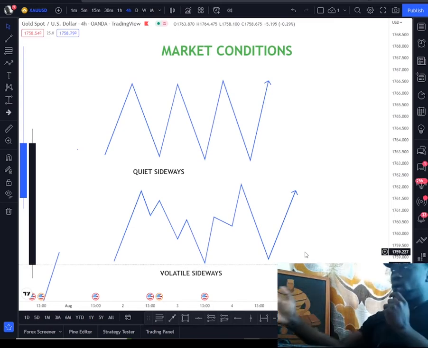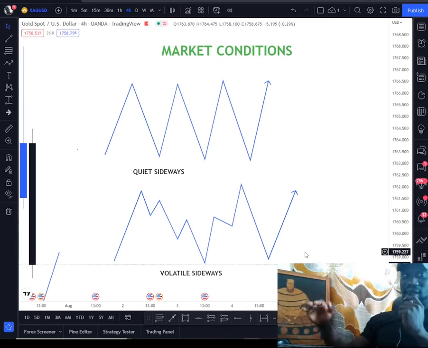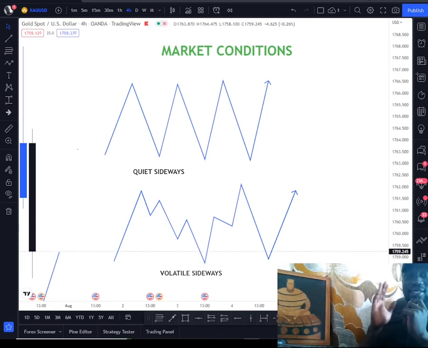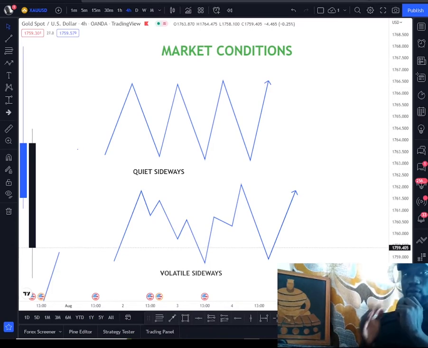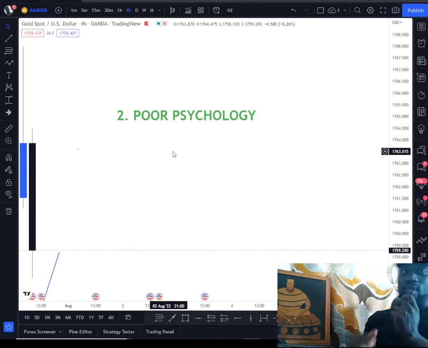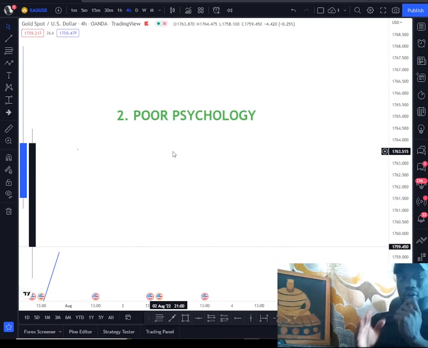And in this quiet sideways and volatile sideways market, if your strategy is based on a trend trading strategy, here you are going to lose a lot of money because the market is not moving anywhere. So the best thing to do is that you should know the market condition that works really well with your strategy. So the second reason why your strategy does not work is because you have poor psychology.